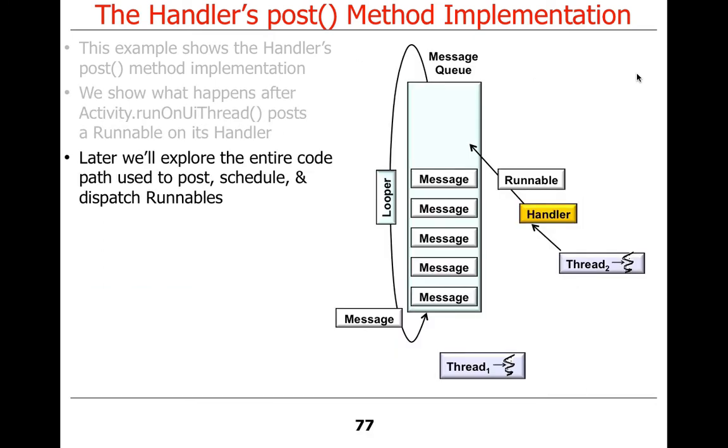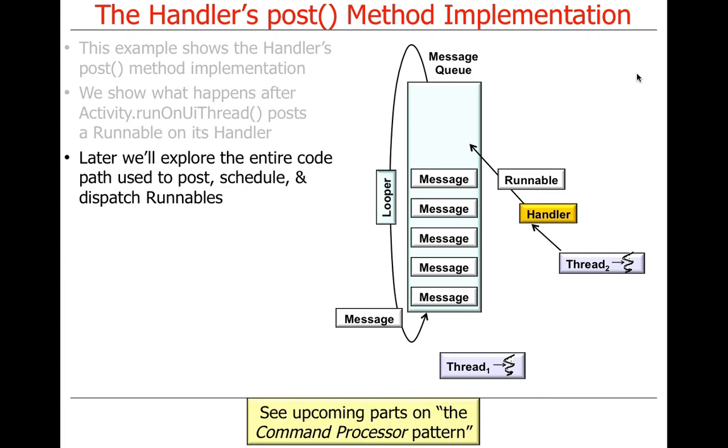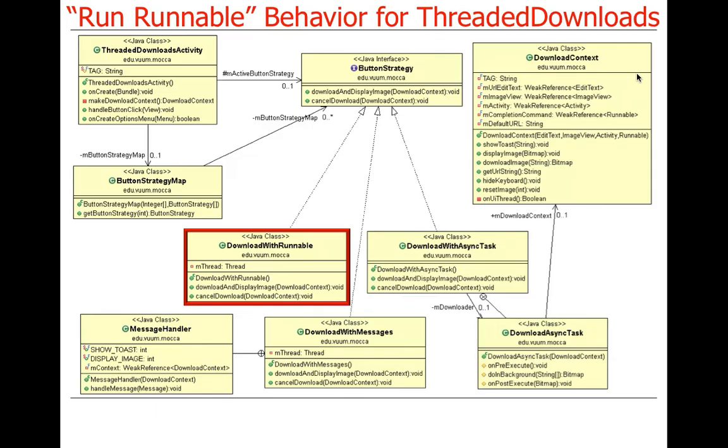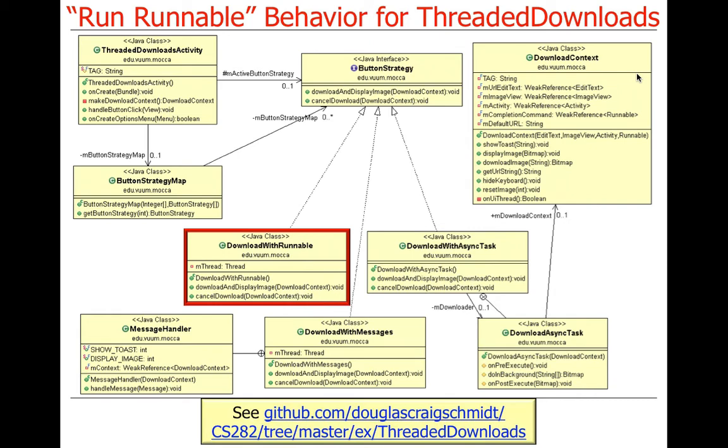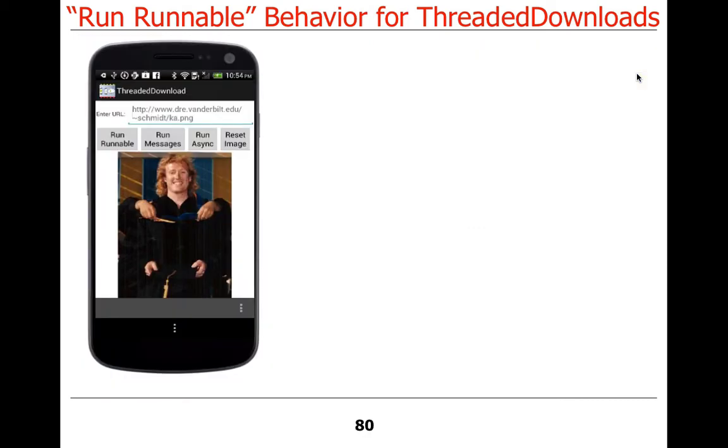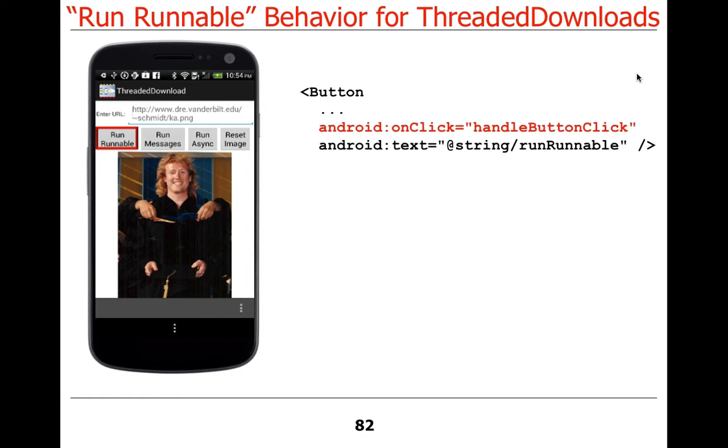Later, we'll look at the entire code path, but you get the basic idea. All right, what I want to do last but not least with this section is show you the implementation of download with Runnable, which you can download here. And this is the part of the code when you click the run Runnable method, it goes ahead and downloads the image by using a Runnable.